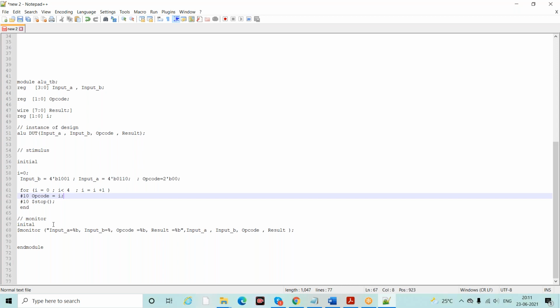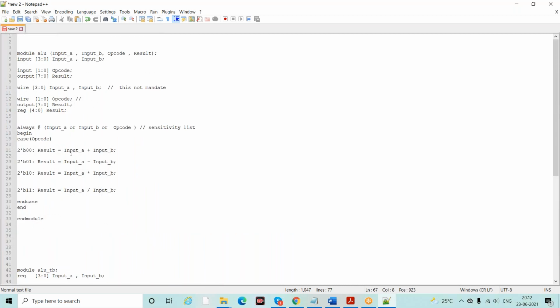In this, dollar display and dollar monitor mean continuous. If any value changes, it continuously prints the value. For example, in the output we saw the 4 cases. If you use dollar display only one time, that is different. I hope you will enjoy this session.